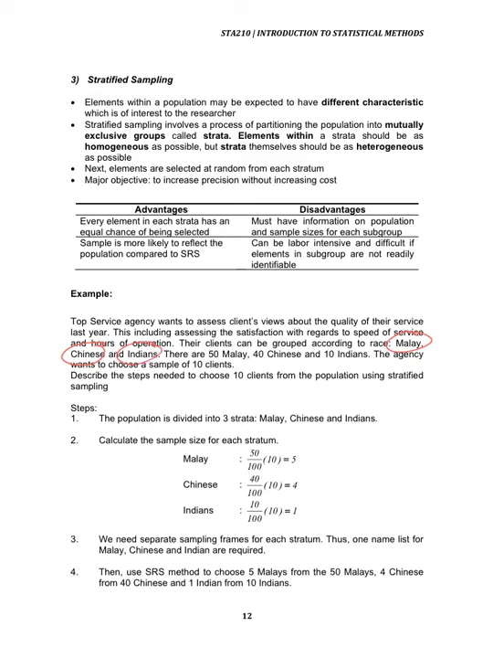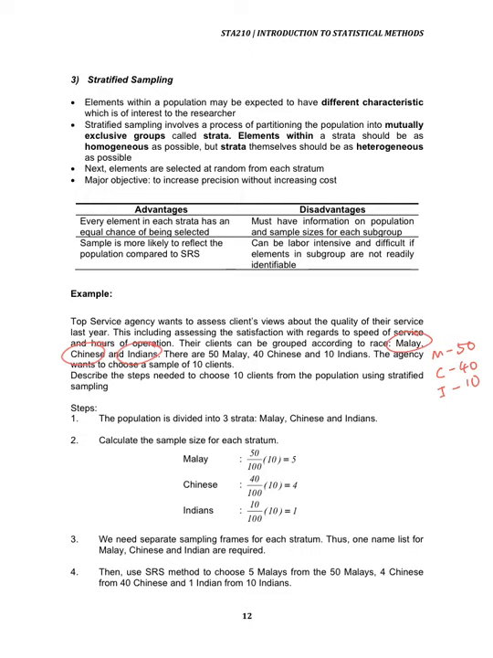Malay we have 50, Chinese we have 40, and Indian we have 10. The agency wants to choose a sample of 10 clients. So how to choose the clients?